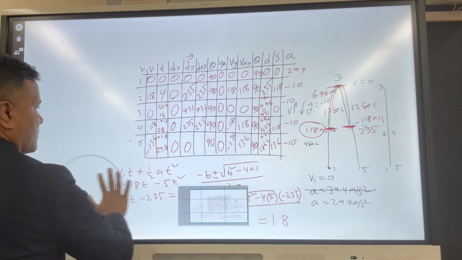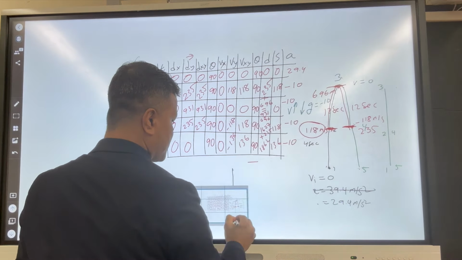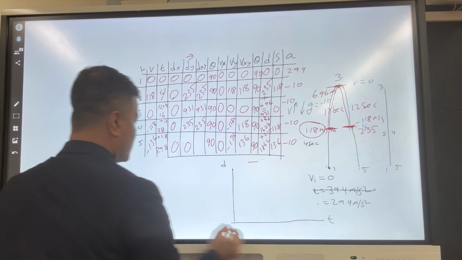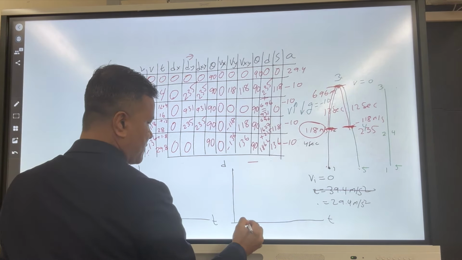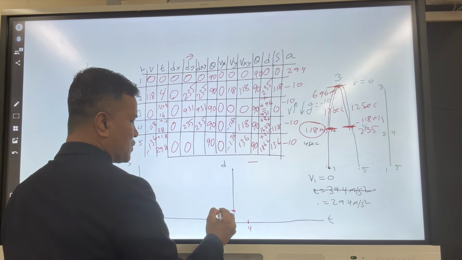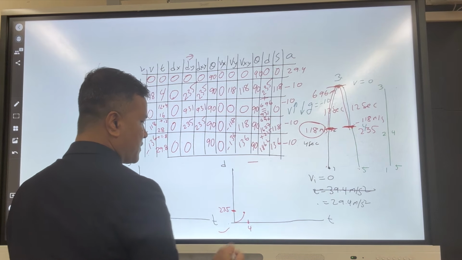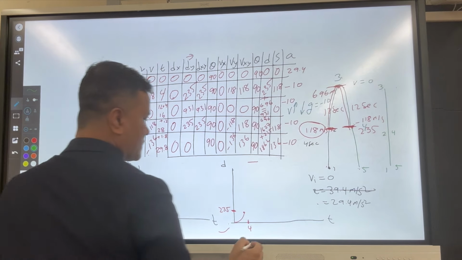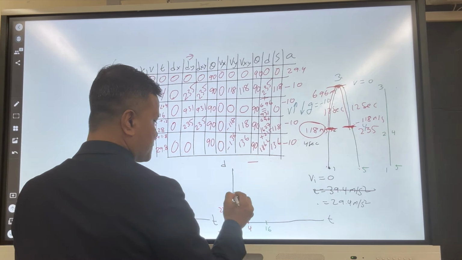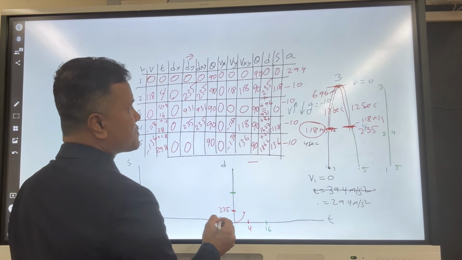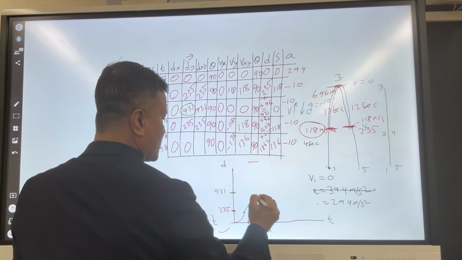Let's draw the graph, and then you're going to have a full understanding once you see it. This is our distance versus time graph, and this is our speed versus time graph. On the distance versus time graph, from 0 to 4 seconds, it moves 235 meters, so it accelerates. From 4 to 16 seconds, the remaining 12 seconds, it moves only this much, 931. It is slowing down. If you draw a tangent line, it's going to be 0.